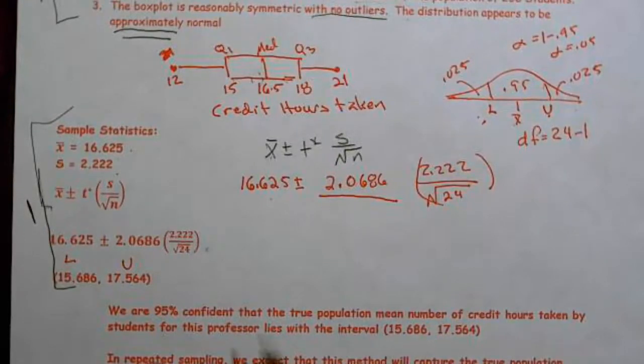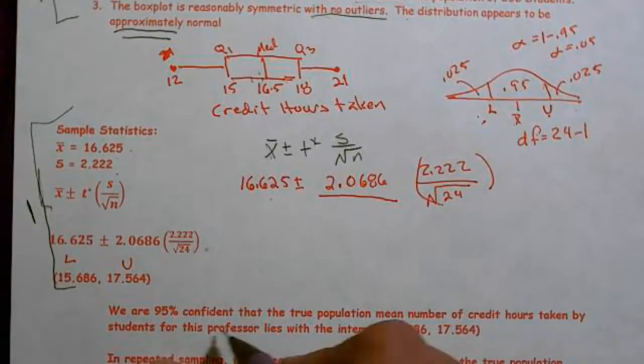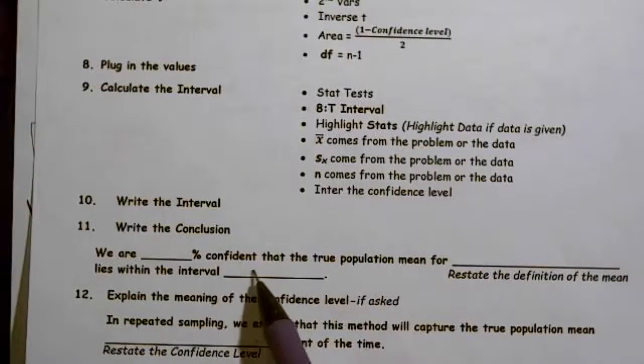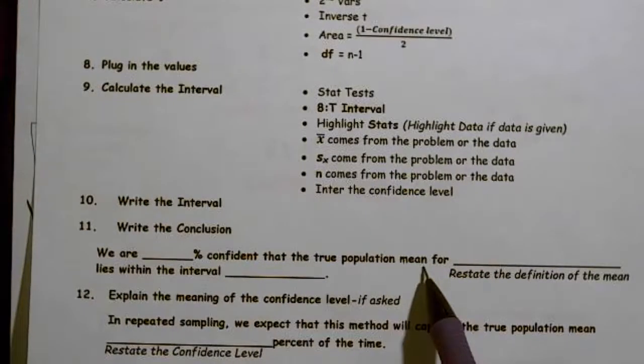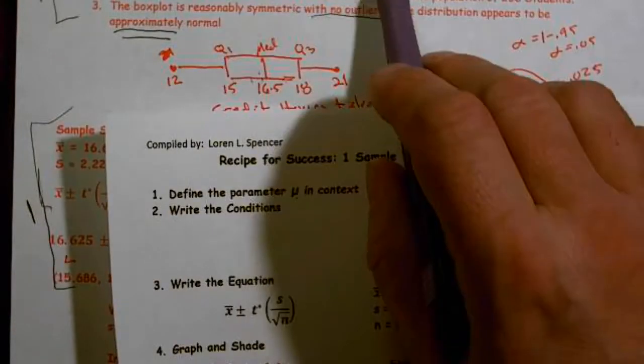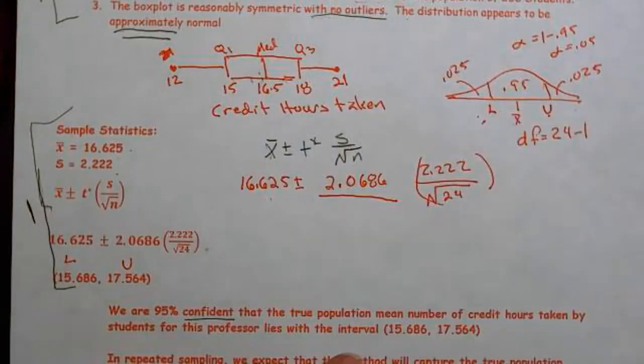So our conclusion is we are 95% confident, and remember this is a key word. We don't deviate from this, and by the way, it's on the template. We are 95% confident the true population mean. It says restate the definition. Our definition was credit hours. So true population mean number of credit hours taken by students for this professor lies within the interval 15.686 to 17.564. And that would take care of explaining the confidence interval.